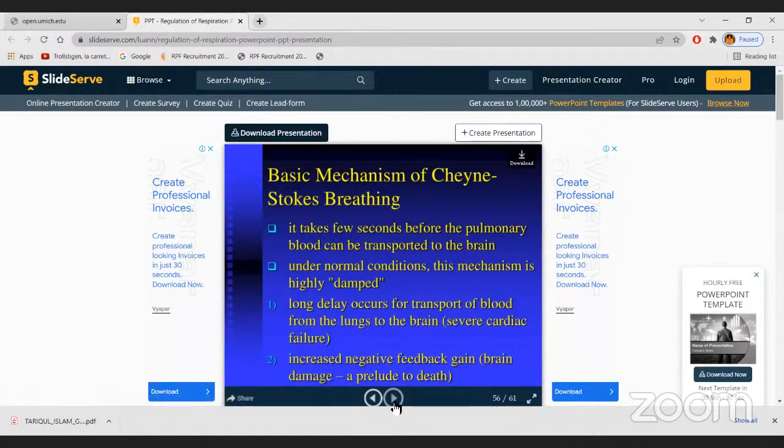It takes a few seconds before the pulmonary blood can be transported to the brain. Under normal conditions, this mechanism is highly dampened. The long delay occurs for transported blood from the lungs to the brain, as in cardiac failure. The increase of the negative feedback, brain damage, and periodic areas. So this is the breathing of respiration.